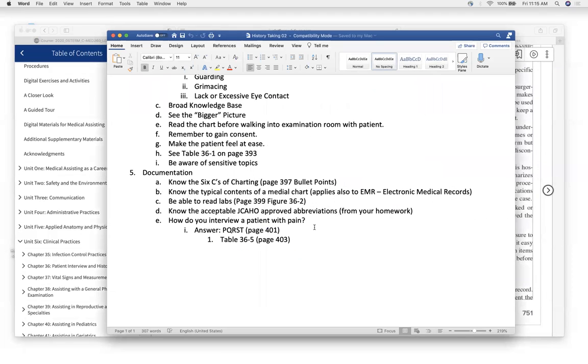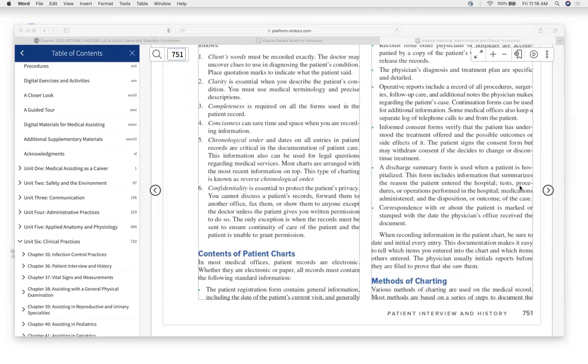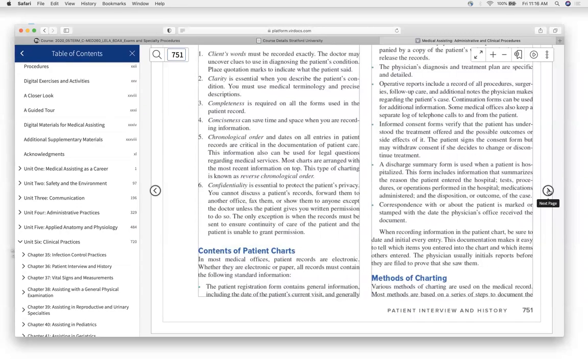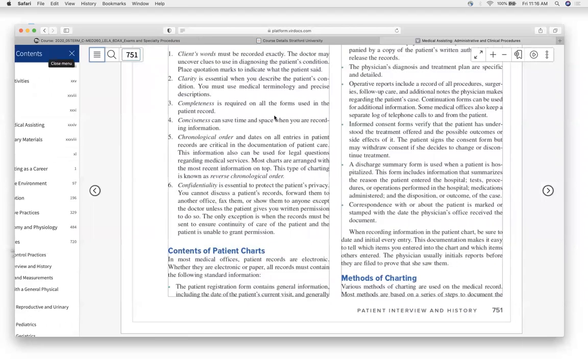What else do you need to know? Typical contents also applies to EMR. We went through SOAP. Be able to read laboratories, okay? And you should know PQRST, which is a different way of looking at a patient and how to deal with the patient in pain, and the abbreviations as well. So now that I've stated all that, I close this, and now we can look at the different things that I just mentioned.